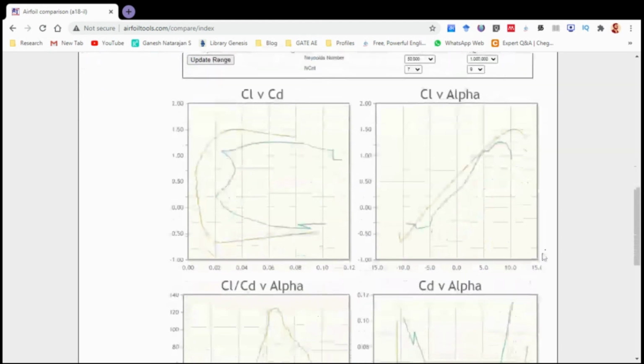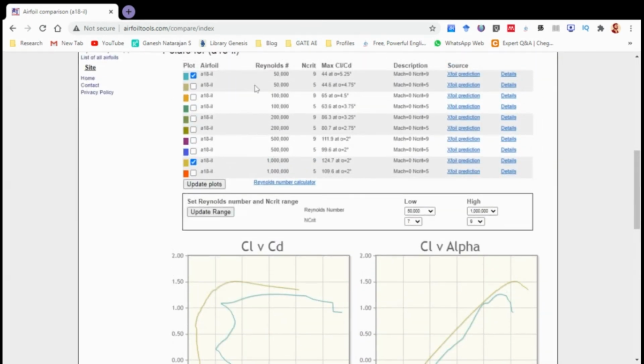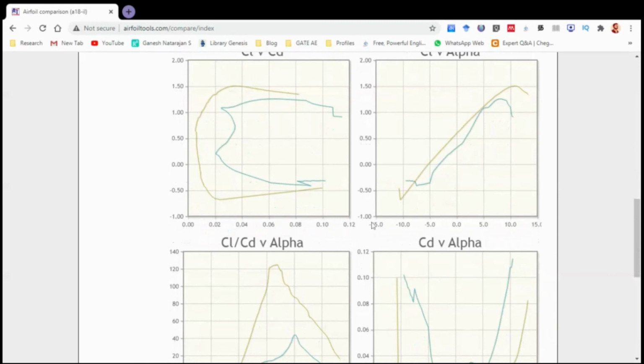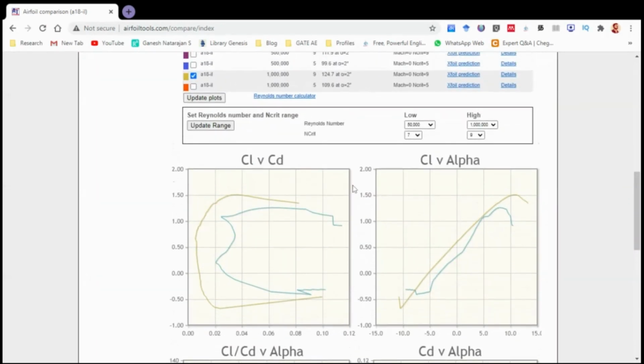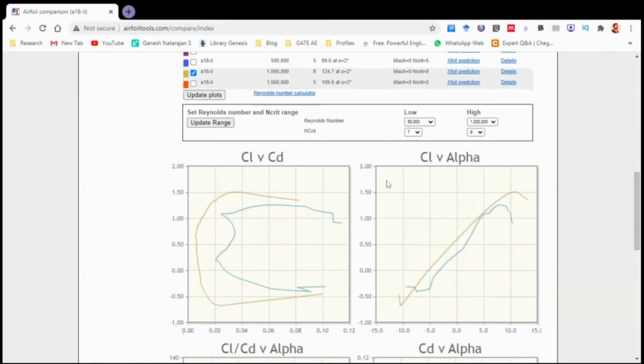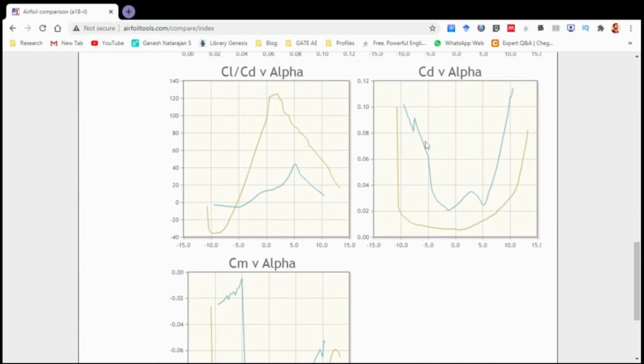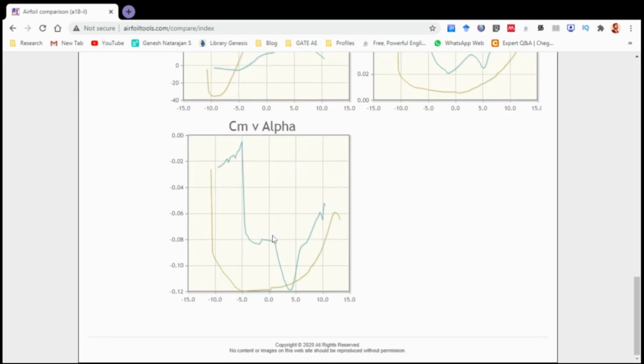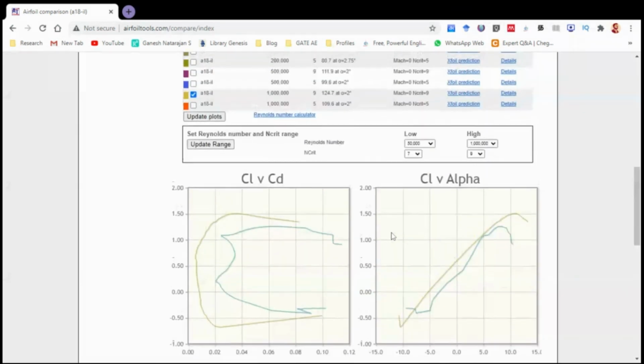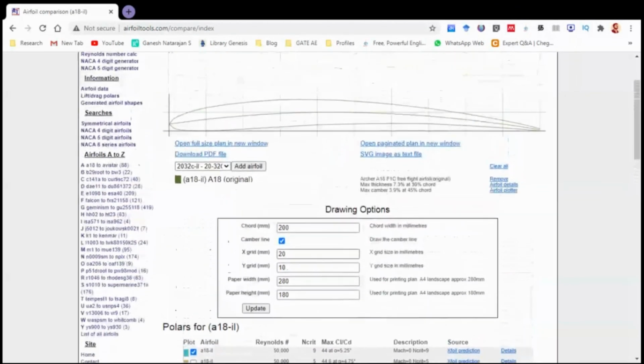Here we see a cambered airfoil, and for this case, when I compare two different plots for two different Reynolds numbers, I can see that the blue case is for 50,000 Reynolds number, and the yellow case is for 10 lakh Reynolds number. So here we can see the variation clearly. With a reduction in Reynolds number, the drag bucket also reduces. Similarly, the coefficient of moment varies with the Reynolds number. This is for the 10 lakh case, and this is for the 50,000 case.